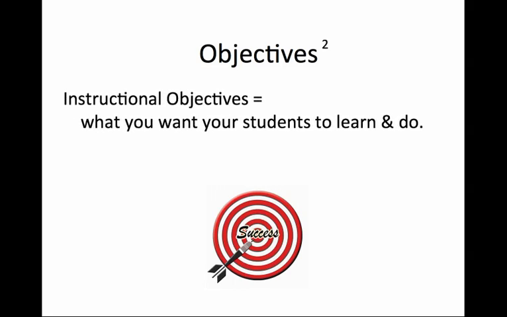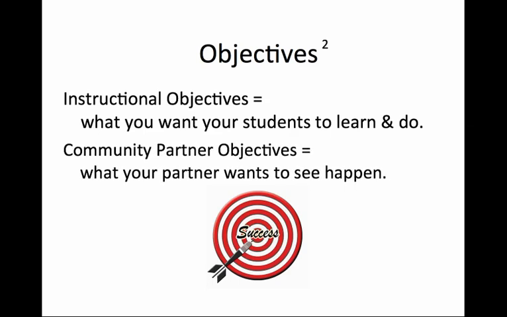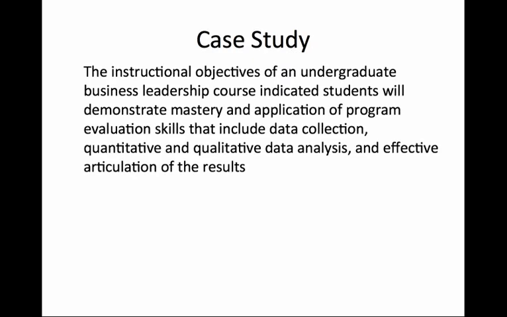When we think of objectives, we really are thinking of objectives squared because there's two parts to it. First, there's the instructional objectives, what you want your students to learn and do. And then there's the community partner objectives, what your partner wants to see happen. Let's look at this case study.